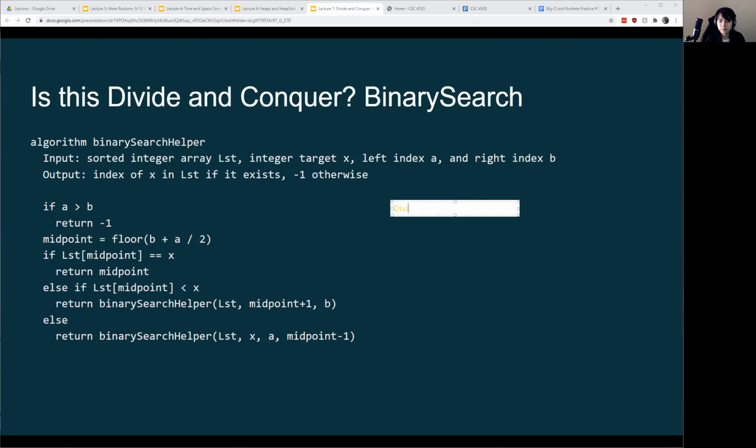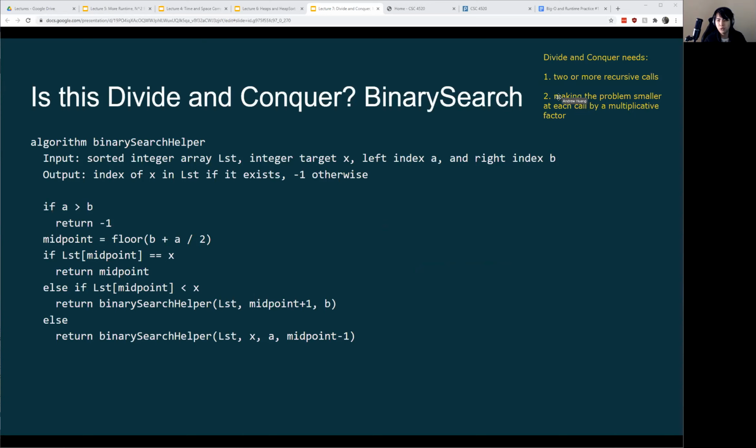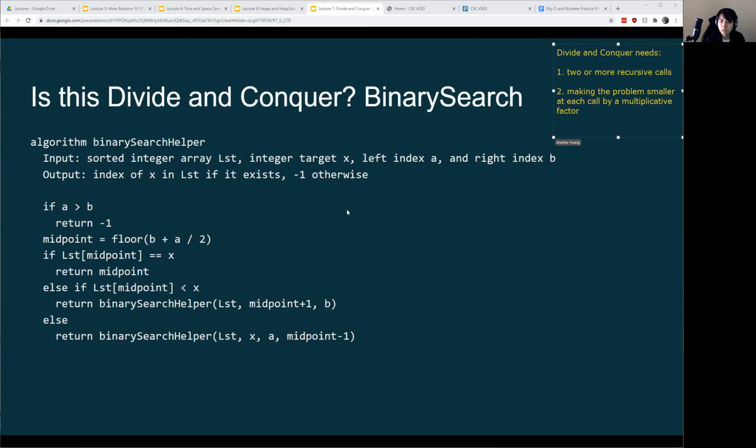Divide and conquer needs 1, two or more recursive calls, and 2, making the problem smaller at each call, right? By a multiplicative factor. That's the definition. I'll write that here in case those of you who were a little bit unsure need the review. It's not bad that you need the review, but it is important that you study and take notes on your own. That way you can learn the most.